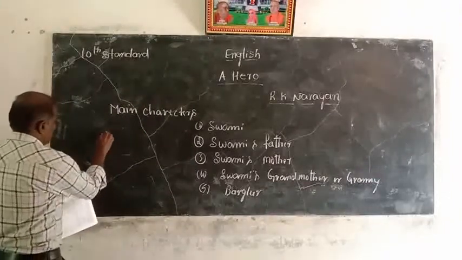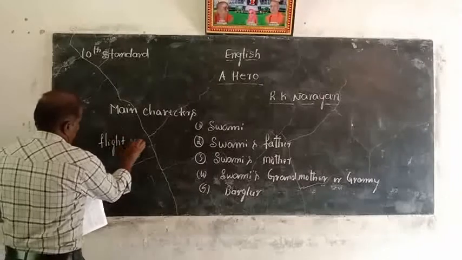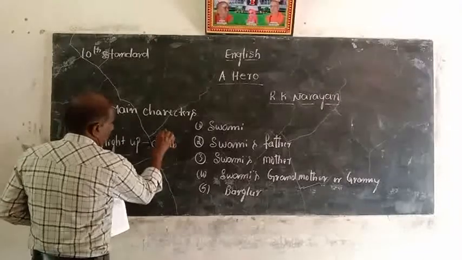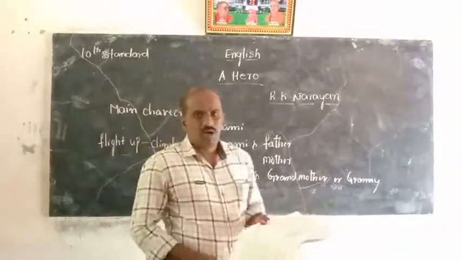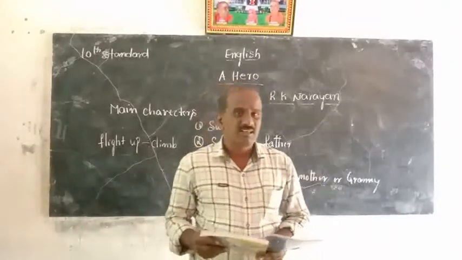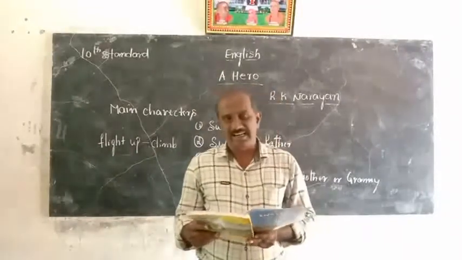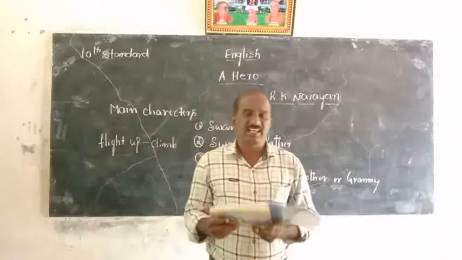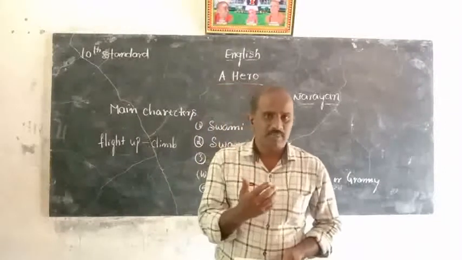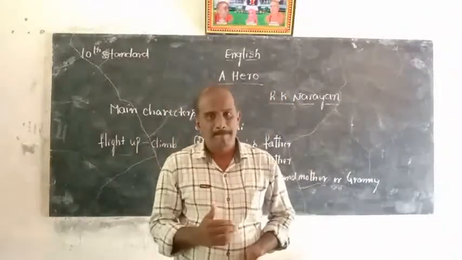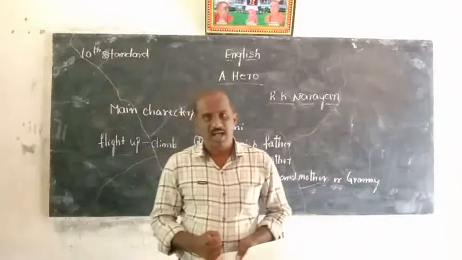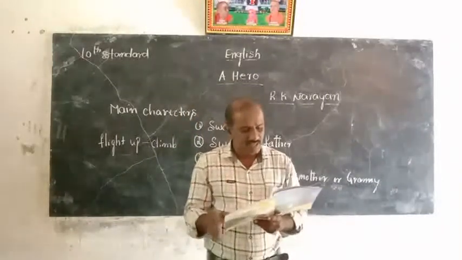Flight up means climb. So after fighting with the tiger, he climbed a tree and sat there half a day till some people came that way and killed the tiger. So he fought with the tiger, but after that he climbed a tree and sat there half a day. After that some people came that way and killed the tiger and saved the boy.